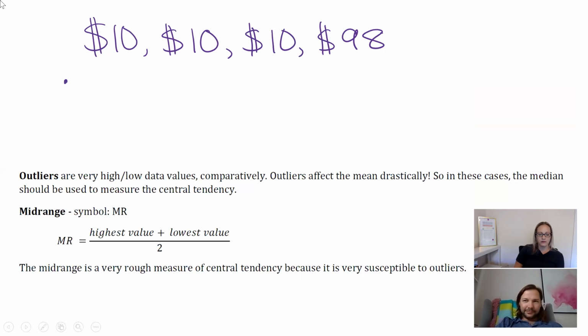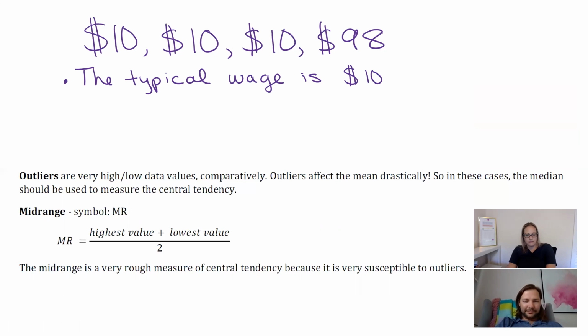So let's say that I said the typical wage is $10 an hour. Is that true? And which measure of central tendency do you think I used to get that? Mode? Yeah, good. So that is true. And I used the mode to state that. Typical usually means the one that's more likely to occur, so that would be the mode, which is $10. So that's true.